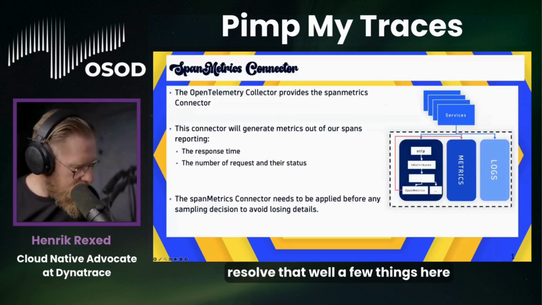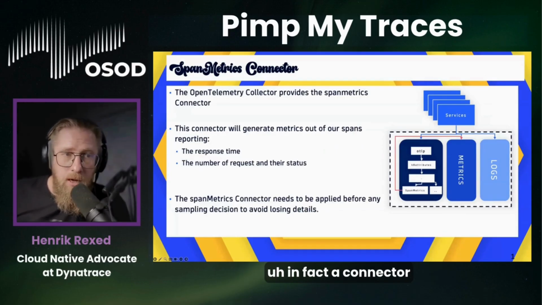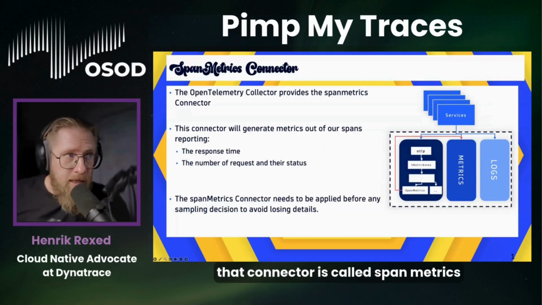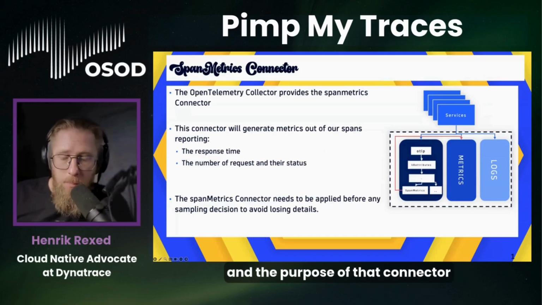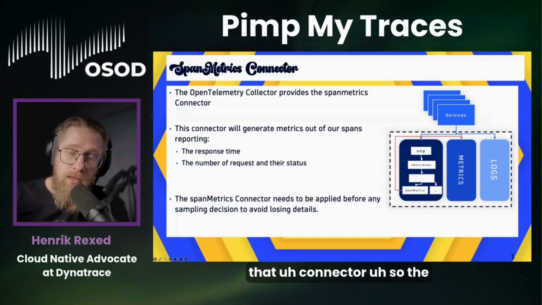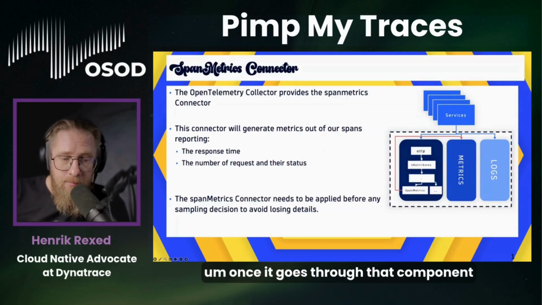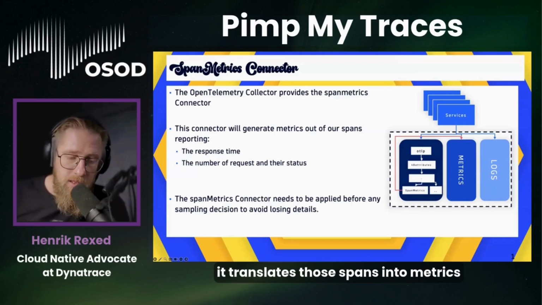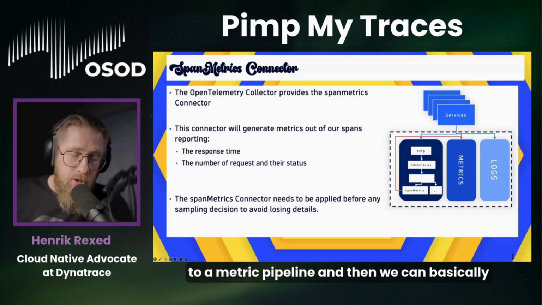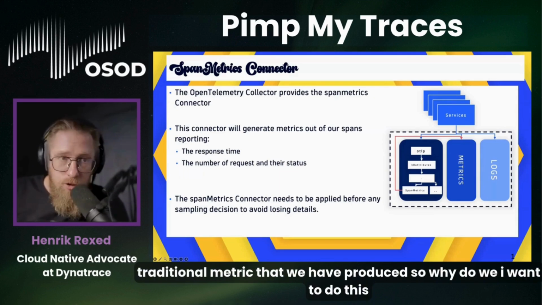Well, a few things. What we can do is utilize a component, in fact a connector, in our OpenTelemetry collector. That connector is called spanmetrics. And the purpose of that connector is very simple. You send your spans, they go through that connector. So the connector becomes a sort of an exporter. And once it goes through that component, it translates those spans into metrics and pushes that to a metric pipeline. And then we can utilize those metrics as a traditional metric that we have produced.